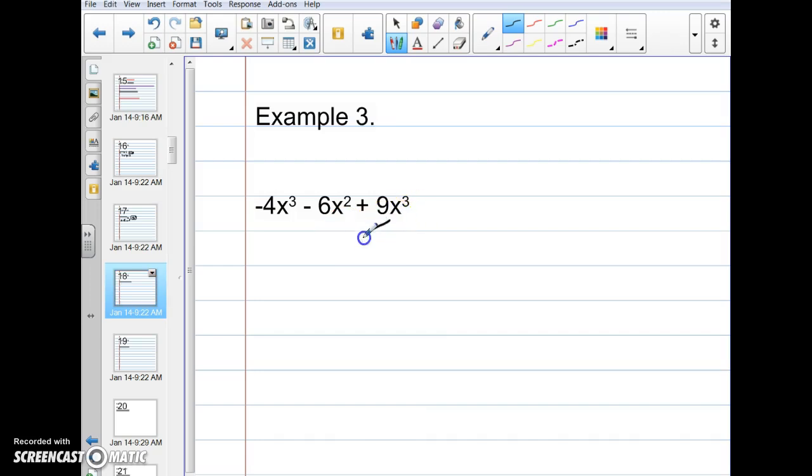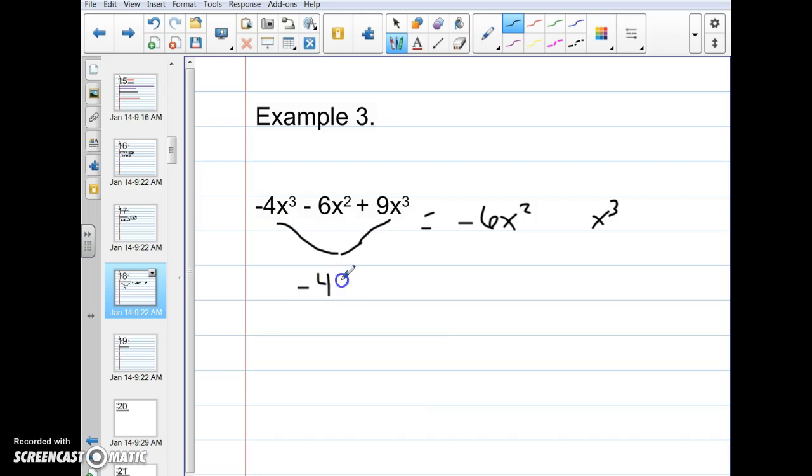These two are like terms. This one's not. So this one right here, I'm going to go ahead and leave alone. So I'm going to go ahead and write that one over here. They're not like terms. We cannot combine them. Now these over here, those are like terms. We can combine those. So I'm going to go ahead and write x over here to the power of 3.